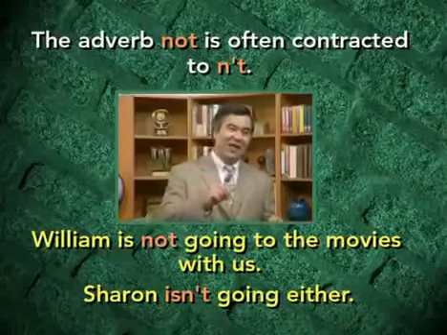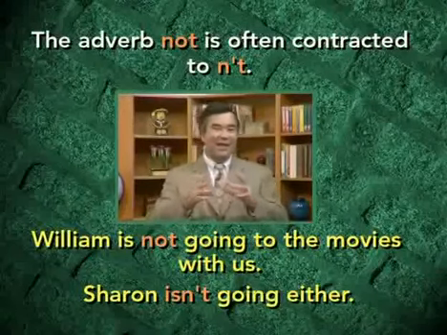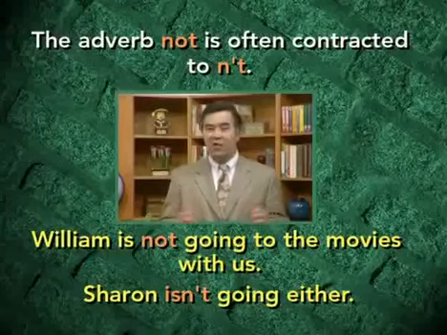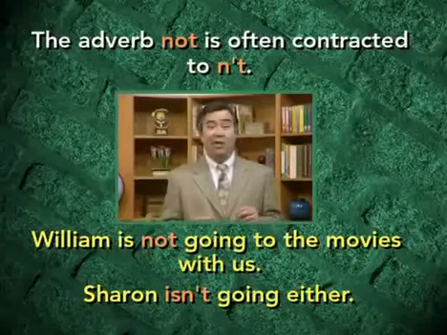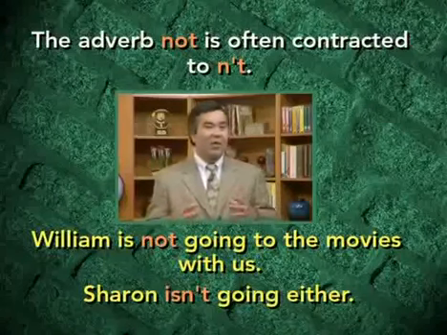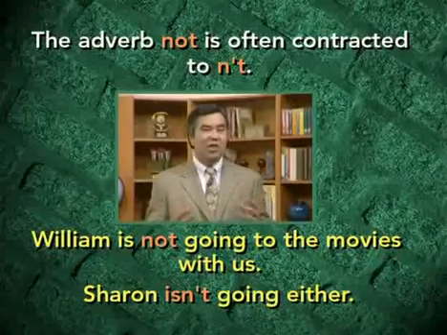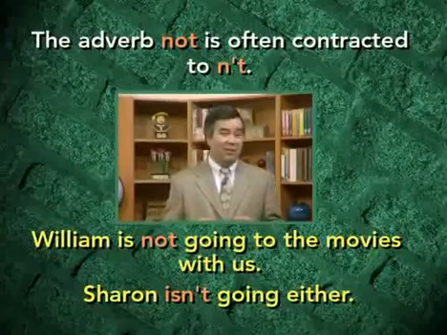And not, the contraction N'T, has been stuck in the middle to negate the meaning. This sentence could have read, Sharon is not going either, but most often, for ease of reading, we would contract not to N'T and turn it into Sharon isn't going either.